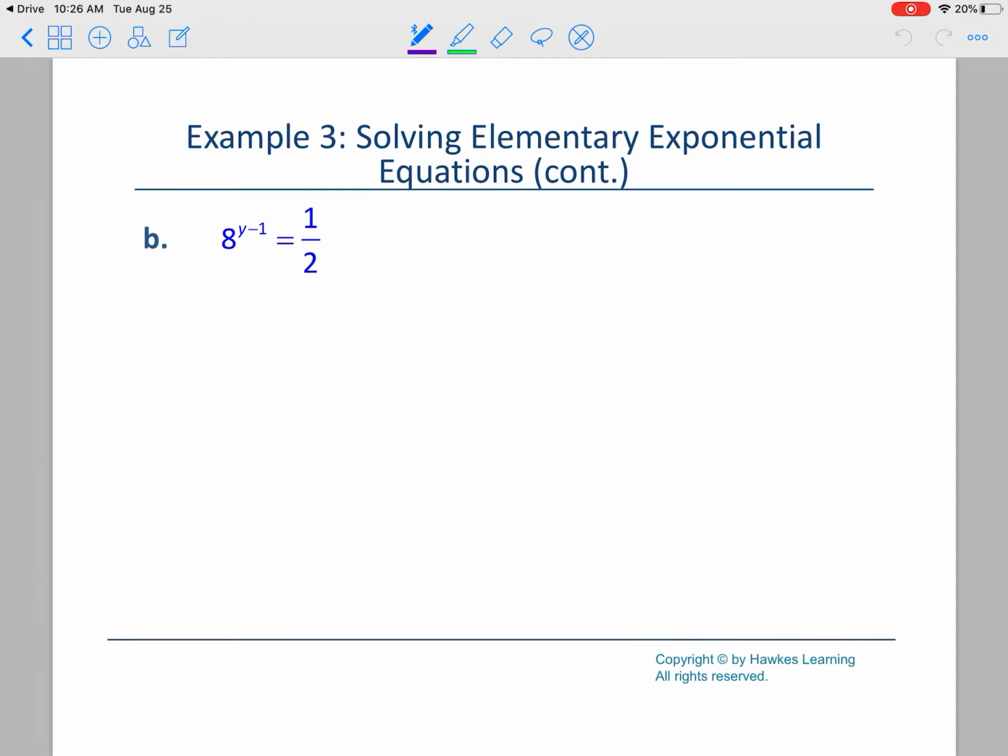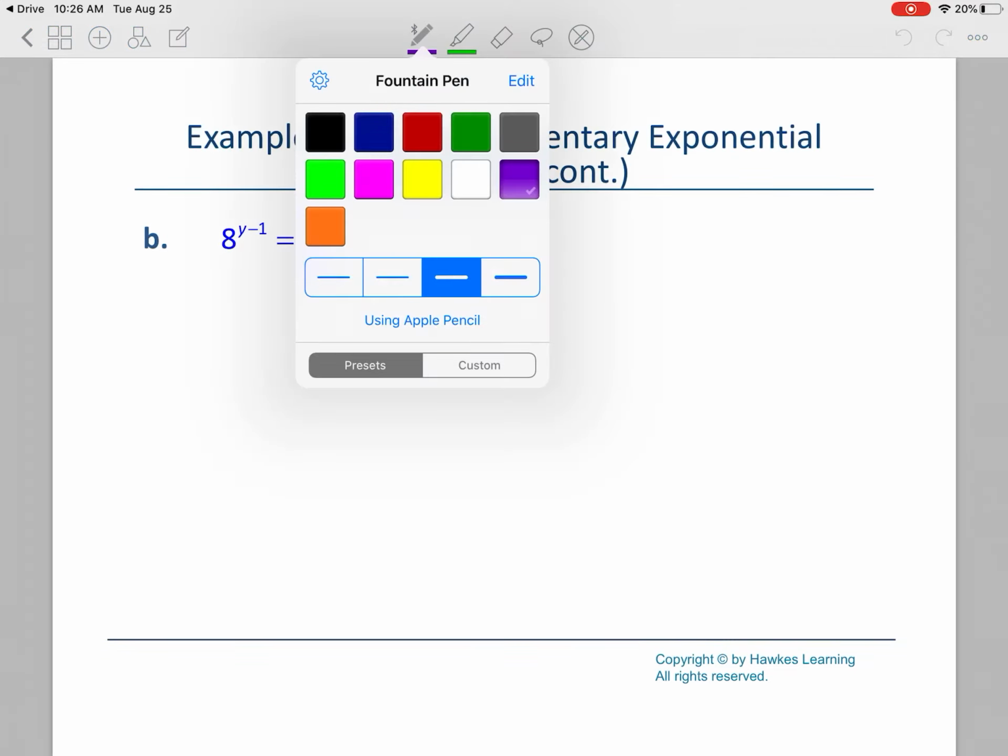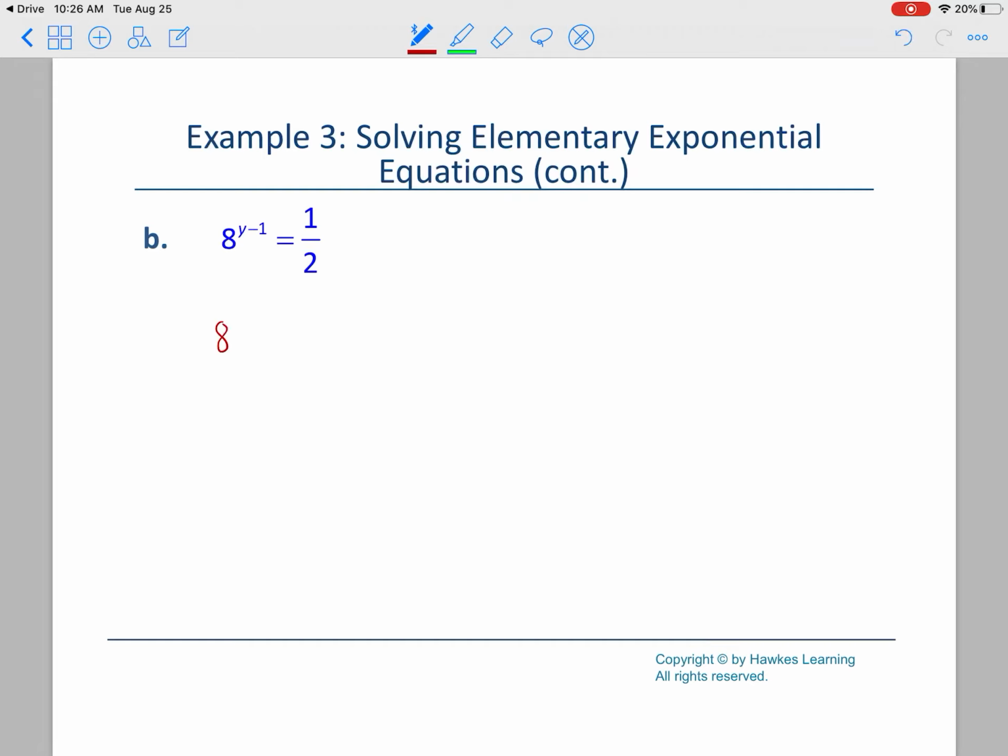I can do one of 2 ways. Either both of my bases need to be whole numbers, or both of my bases need to be fractions. Now, I like to work with whole numbers more than I do fractions. So I'm going to rewrite this problem as 8 to the y minus 1 equals. Now, I can take this 1/2 and rewrite it as a whole number. I can take this 2 and move it to the numerator, but in order to do that, it goes to the negative 1st power. So this 1/2 is going to be changed to 2 to the negative 1st.